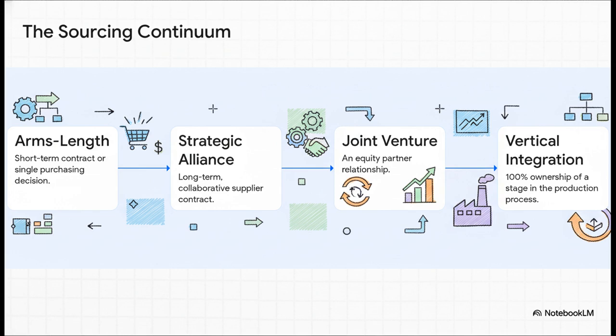In English, a joint venture is an equity partnership where two companies literally create a new business together, sharing ownership and control.